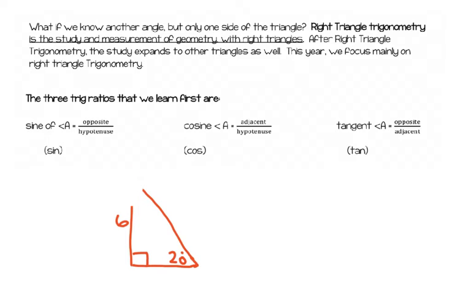So what right triangle trigonometry does is it allows us another way to find missing parts of a triangle. Depending on what you're given, you can go about it a different way. Trigonometry is literally the study and measurement of geometry with right triangles, so triangle geometry basically. After you do right triangle trigonometry, you can expand your study to other types of triangles, so non-right triangles as well, but we're not going to be doing that in this class.